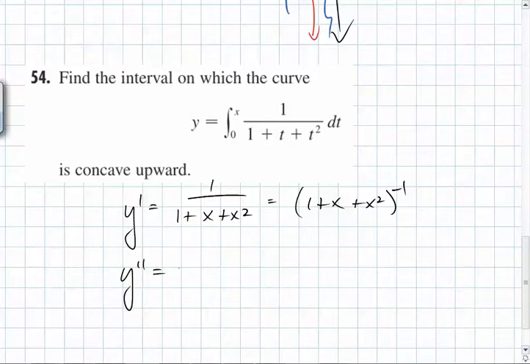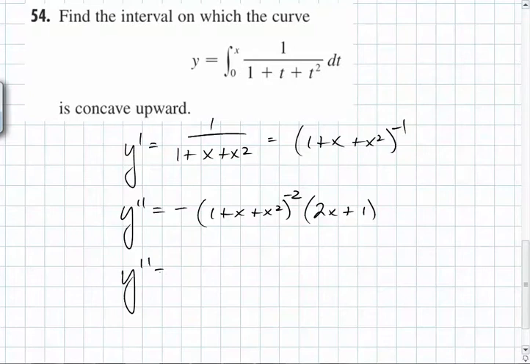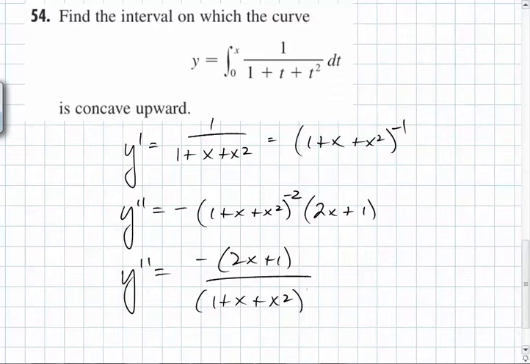So what do you drop to the front? -1 plus x squared all to the -2 times what? 2x plus 1. So what does this second derivative equal? The second derivative equals -2x plus 1 all over 1 plus x squared, squared. We are interested in finding out where that function is positive. Correct? When is a fraction equal to 0?